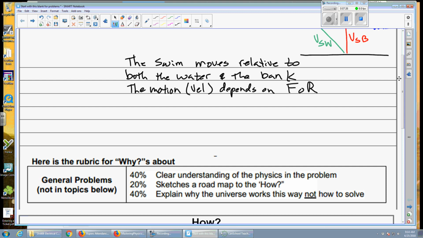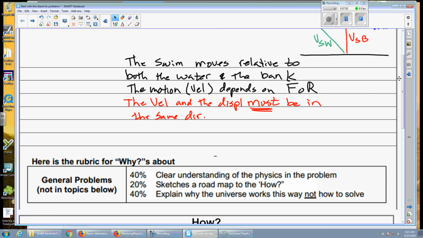And the crucial understanding is that the velocity and the displacement must be in the same direction. That's crucial to understand. Okay? And it seems like something, oh, that makes sense. If you're moving this way, your displacement's going to be that way. It seems like a very trivial fact, but it becomes important. Okay?